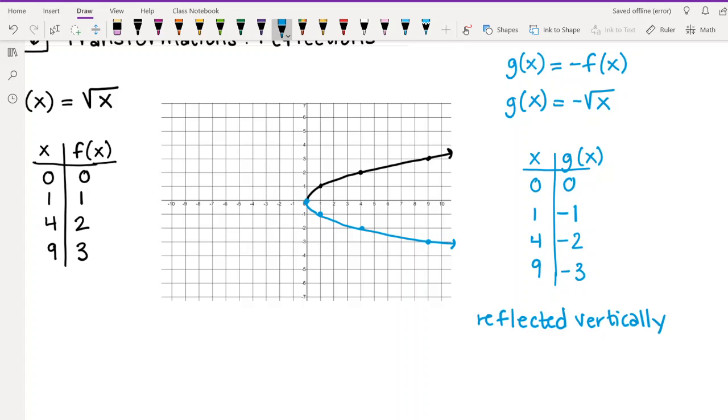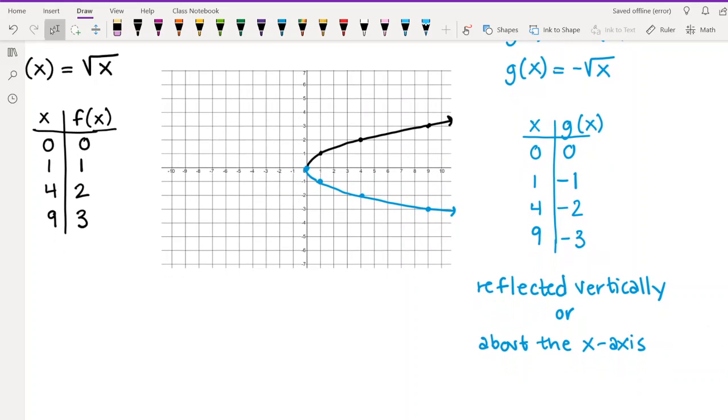But another way that we could describe this reflection is we could say that it was reflected over or about the x-axis. And that might seem a little counterintuitive to you, that vertically would mean about or over the x-axis. But if you think about it, it kind of makes sense, right? If the x-axis is what we're flipping over, well, that means that it's the y coordinates that are getting changed. So it's actually a vertical reflection.